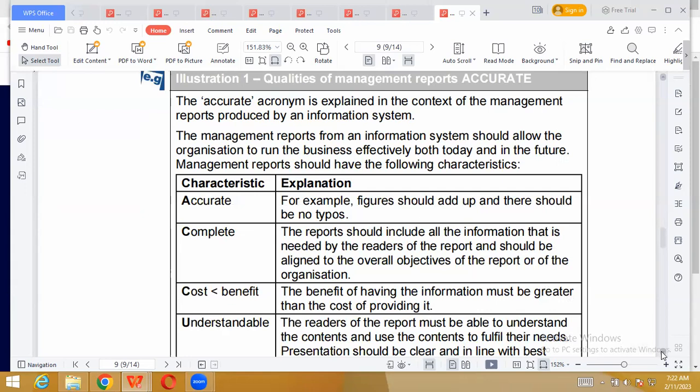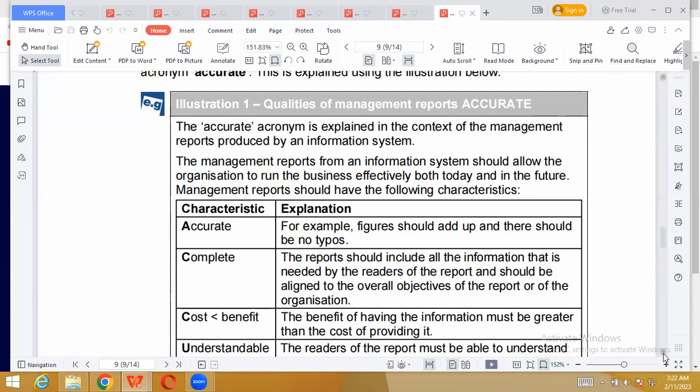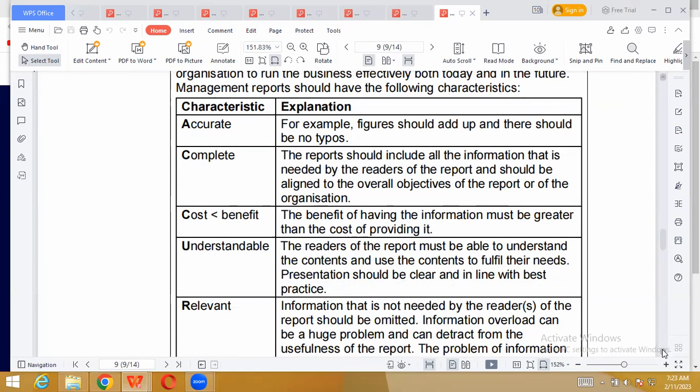Let's look a little bit at it. An illustration is given here. Illustration one, qualities of management reports: they should be accurate. We are given a characteristic and we are given an explanation of each of these characteristics. For example, A means accurate. Figures should add up, and there should be no typos or errors.